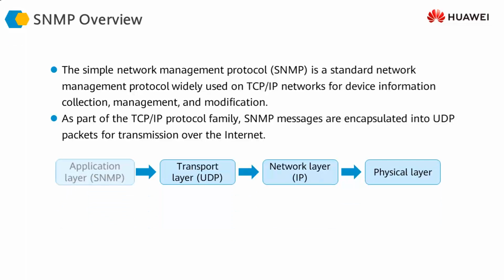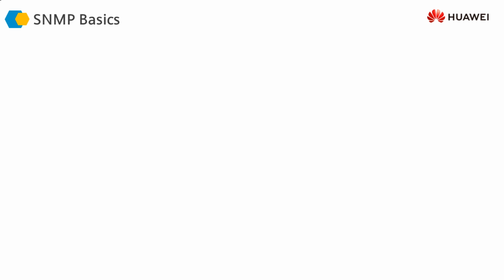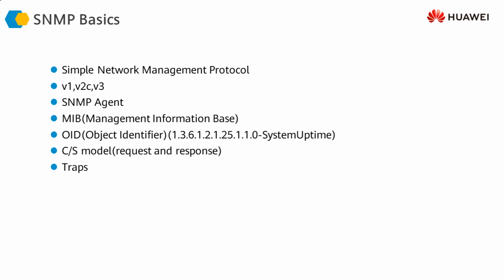SNMP is an application layer protocol which runs on top of UDP, which obviously runs on top of IP and then the physical connectivity. Some basic concepts or summary of concepts related to SNMP. We'll be looking at some of these concepts in more detail in later slides. However, just let me introduce you to the basic concepts of SNMP. SNMP stands for Simple Network Management Protocol. There are three versions of SNMP, that is SNMP version 1, version 2C and version 3.